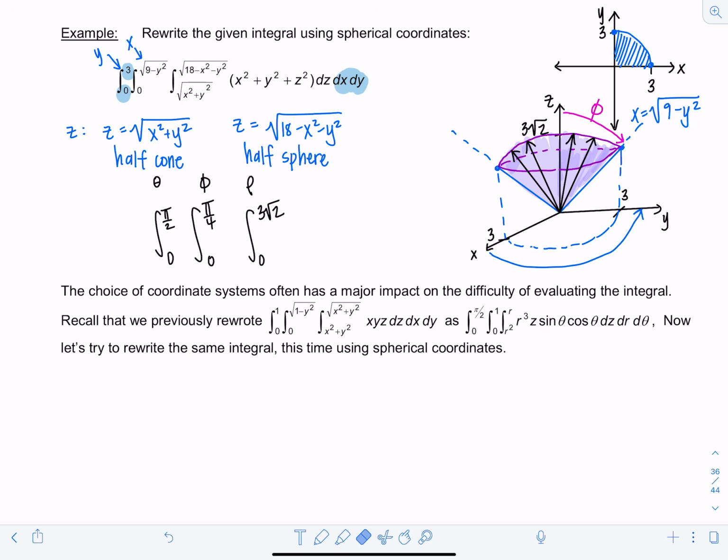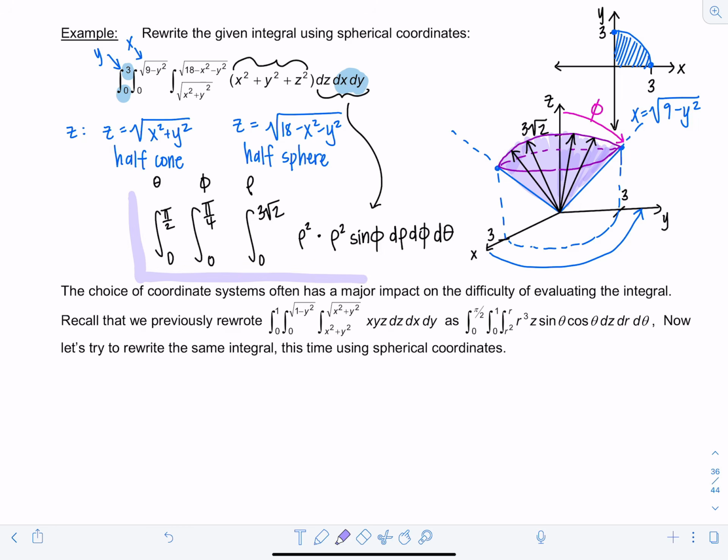And then I have to change the integrand so that it also is in terms of spherical coordinates. So x squared plus y squared plus z squared, that's rho squared. And then dz dx dy, that's going to be another rho squared sine phi, d rho, d phi, d theta.